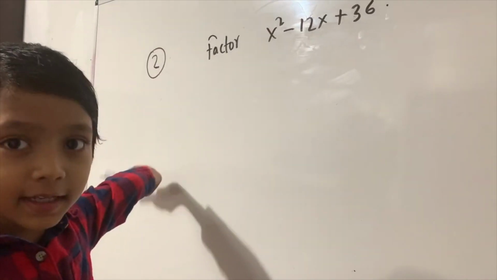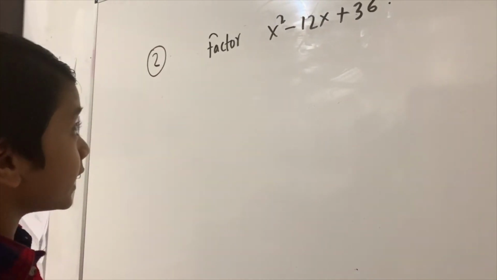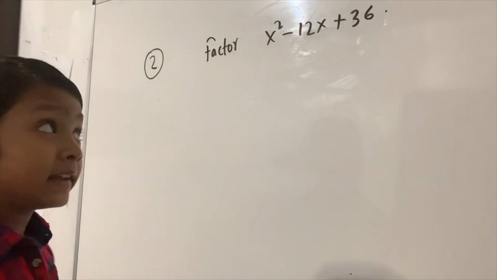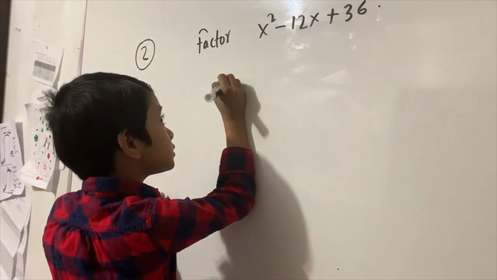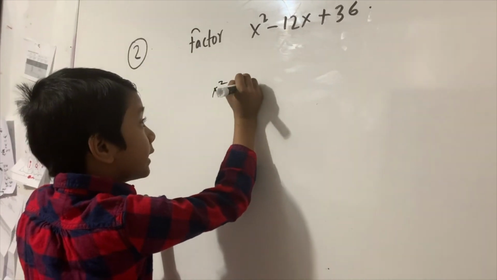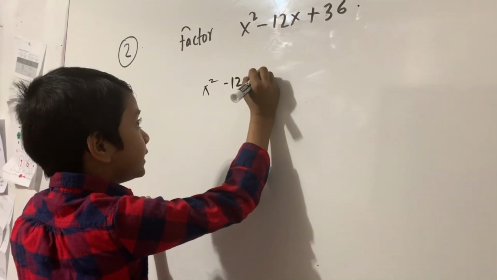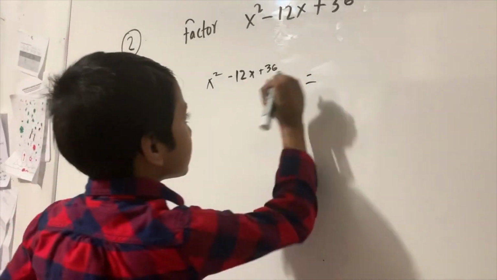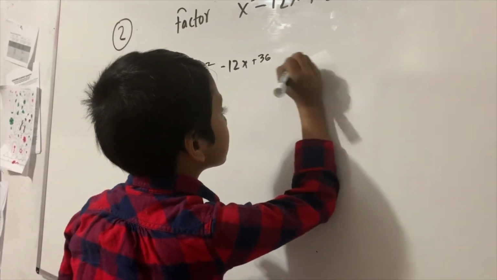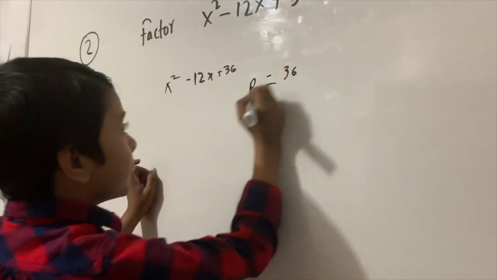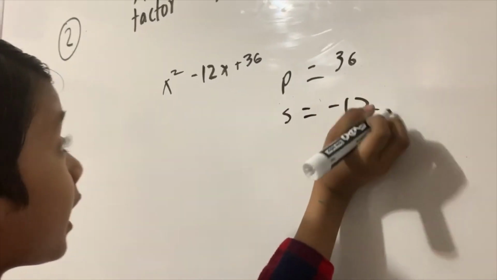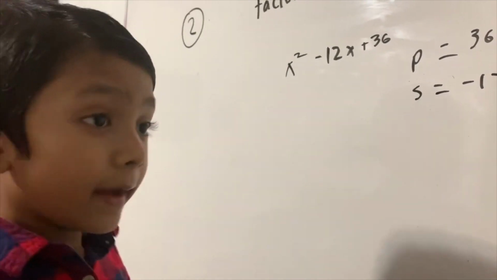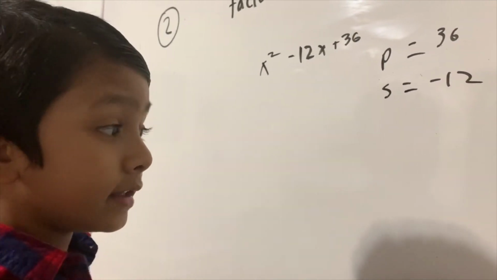So here is question number 2 out of 10. Let's read it. Factor x² − 12x + 36. So you're trying to find two numbers whose product is 36 and the sum is −12. Now, you might think that's hard, but that's easy.